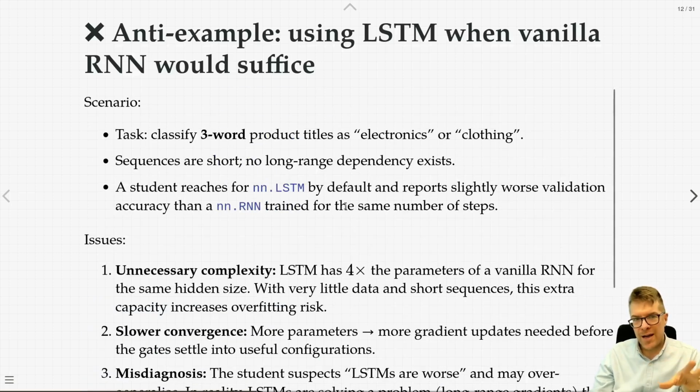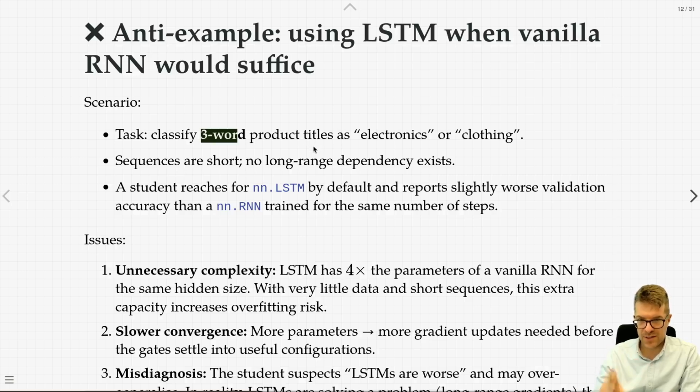Here's one of our anti-examples. This is a bit of a stretch case. I don't necessarily agree with it, but it's possible. So here we go. Imagine your task is to classify simple 3-word product titles. So you have a name of a product, and you want to say, is this electronics or is it clothing, or is it something else? These sequences are short. There's no long-term information that you need. So the whole purpose of having long-term memory disappears.